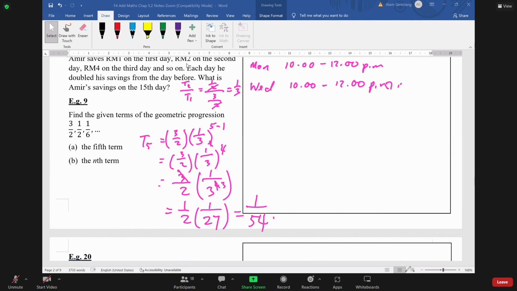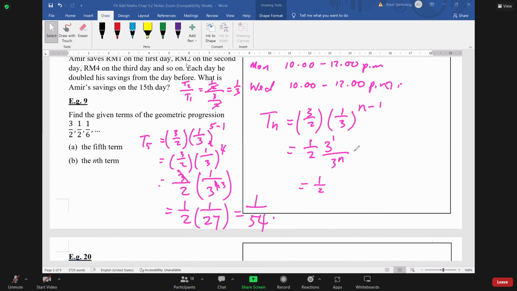Then for the nth term, Tn is A, 3/2, then R is 1/3 power of N. So you can write this as half, times 1/3 which is 3 power 1 over 3 power of N. So this is half times 3 power of 1 minus N. Is it 1 minus N? N minus 1, sorry. N minus 1.